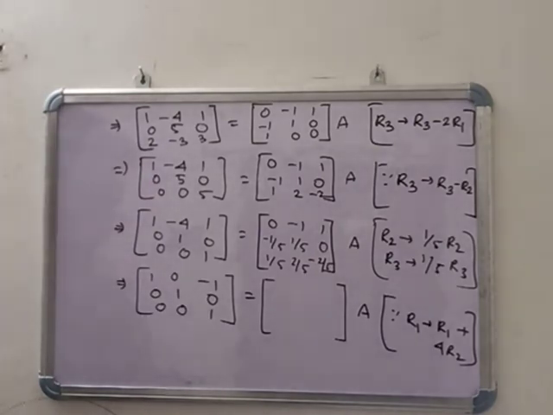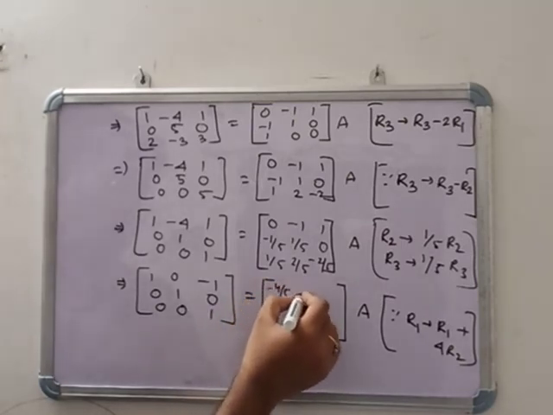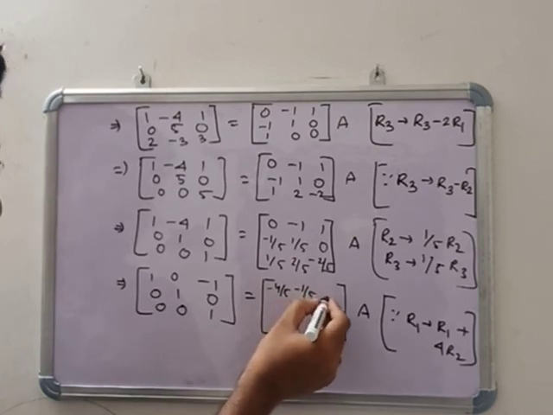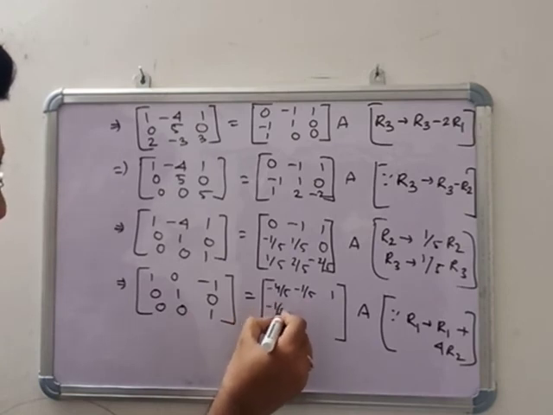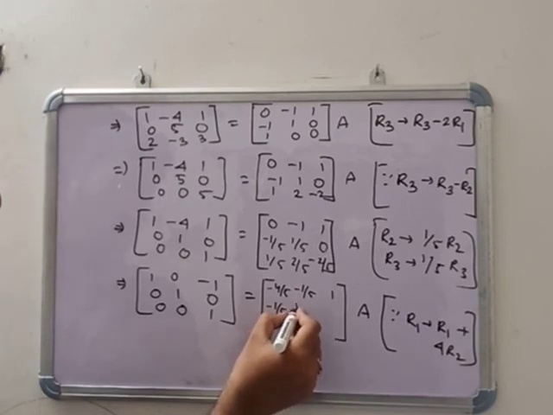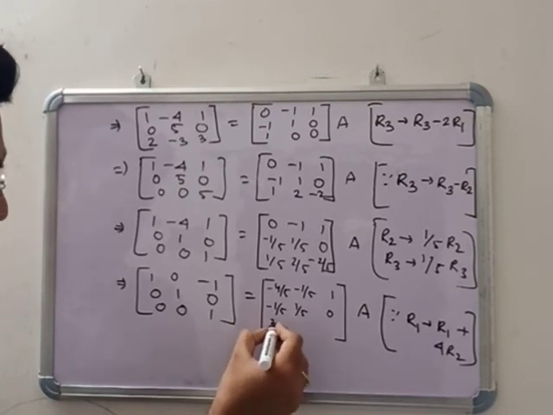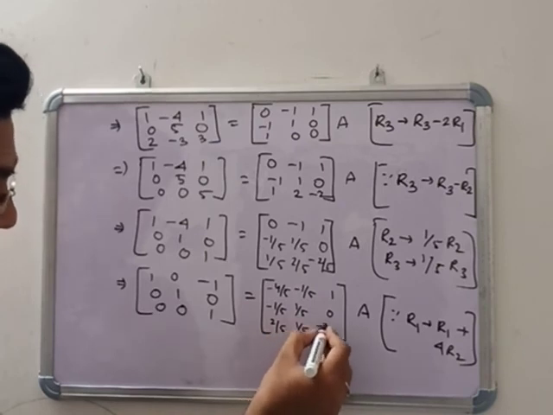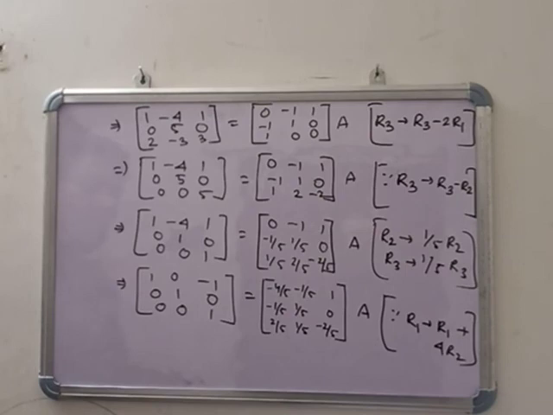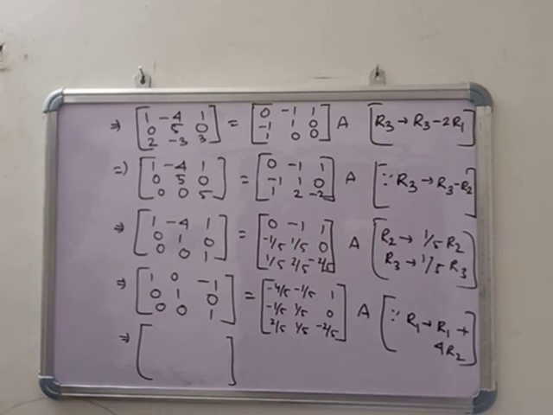So in the right hand side, minus 4 by 5, minus 1 by 5, 1, and minus 1 by 5, 1 by 5, 0, 2 by 5, 1 by 5, minus 2 by 5. Okay, now next line.